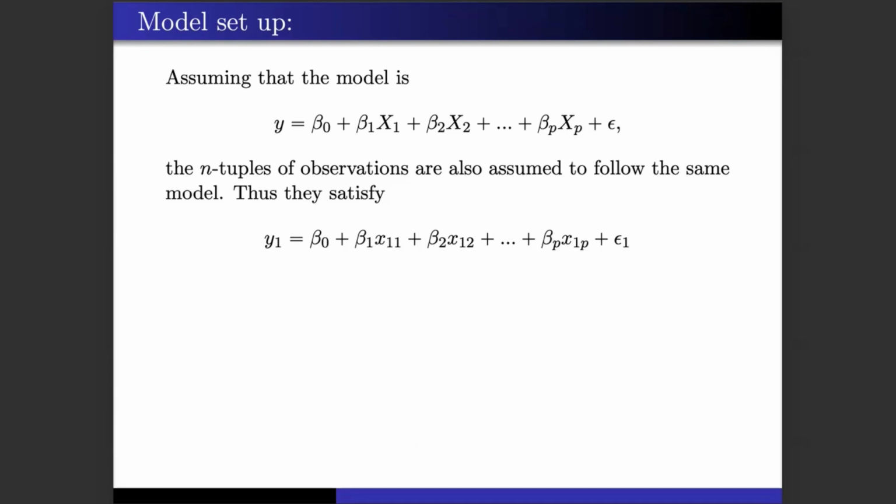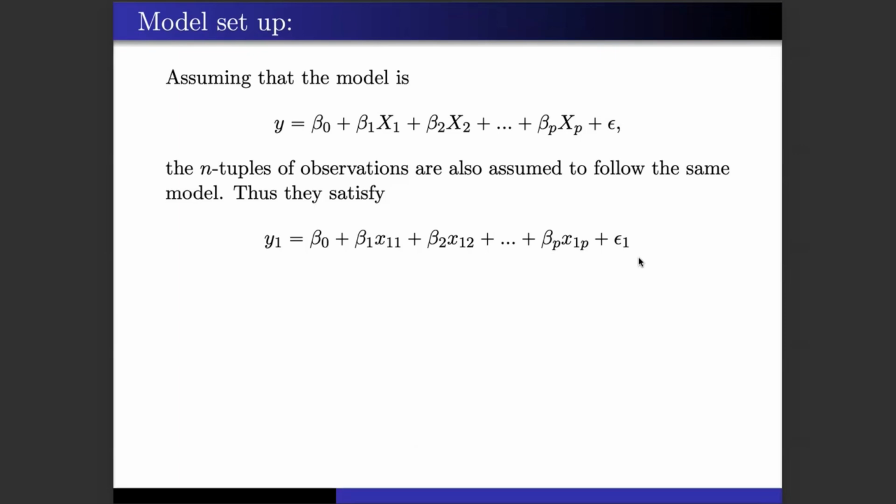It is related linearly. So we have y1 equals beta naught plus beta 1 x11, where x11 is the value of the first independent variable for the first observation, plus beta 2 x12, where x12 is the value of the second independent variable for the first observation. And so on till beta p x1p, where x1p is the value of the pth independent variable for the first observation.